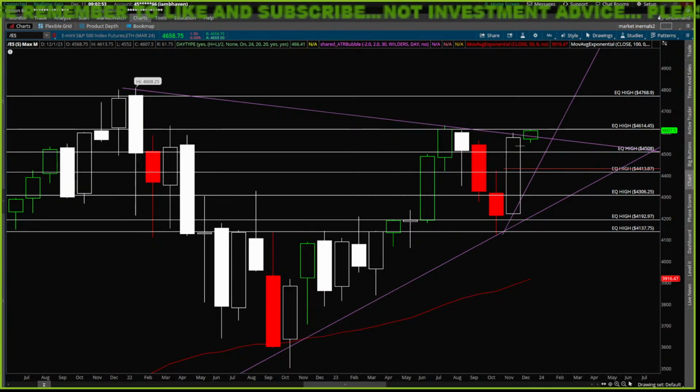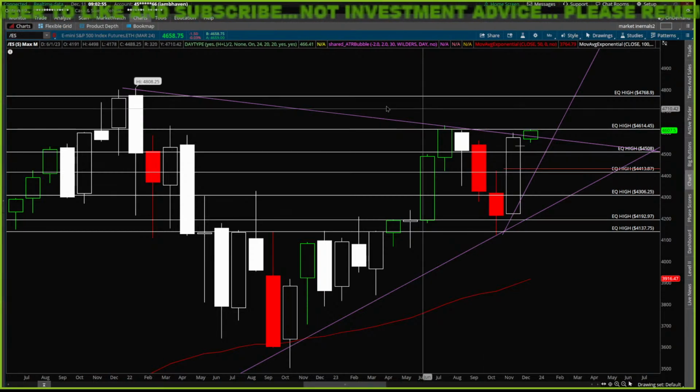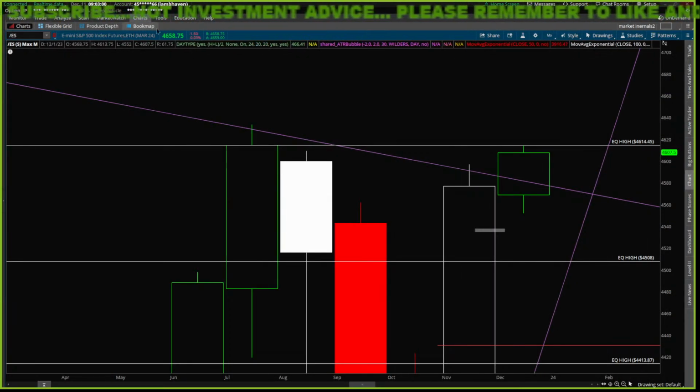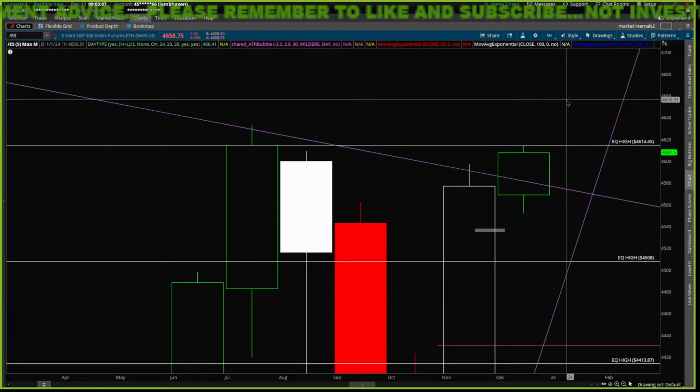So we're gonna start here on the monthly, and as you can see on Friday, we ended up higher. Of course, now with the contract rollover, we're switching over to the March contract. We're getting obviously a little bit of a gap higher.